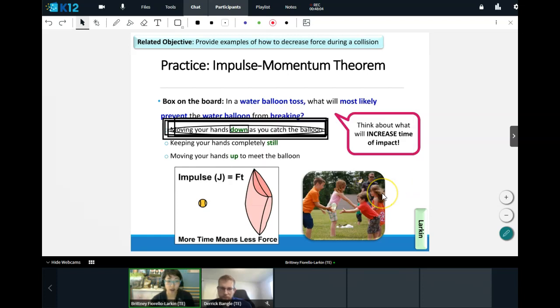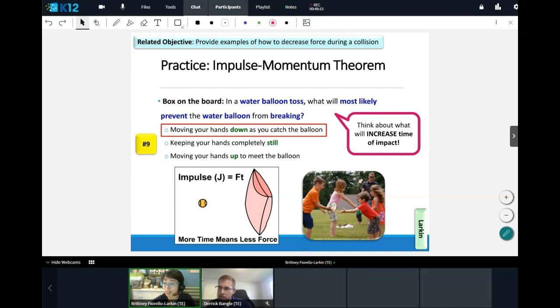All right, good. So you always want to think about what's going to increase my time in a collision and therefore what's going to decrease my force that I feel so that I survive that collision, or so my water balloon survives that collision. This is number 9. Take 20 seconds to answer that and raise your hands. And then the next one you need to complete on your own. So we'll go over the next one and then we'll go ahead and wrap up.